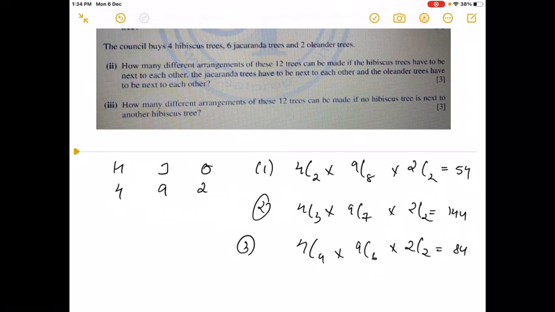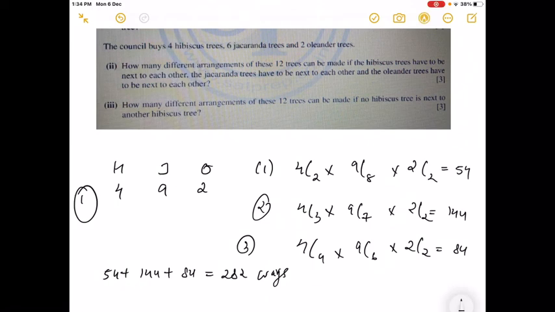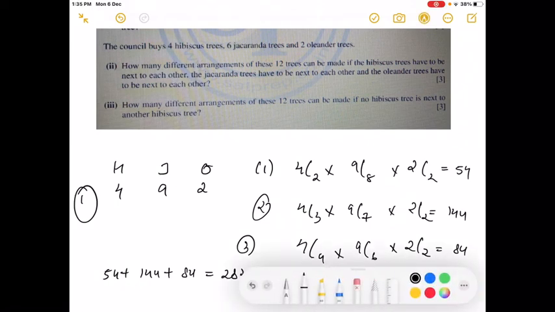So total, if you add up all these, you will get 54 plus 144 plus 84. So that will give me 282 ways. So these many different ways I can select trees such that at least 2 of each is selected. So this was my question number 1 over here. Moving to question number 2.